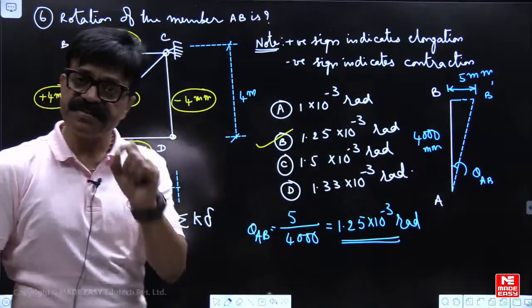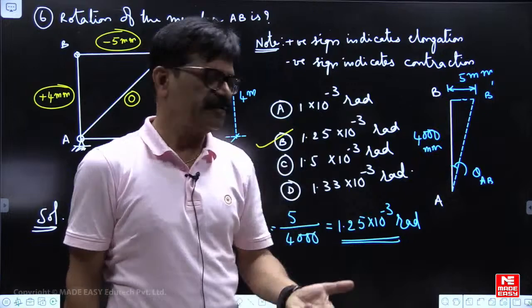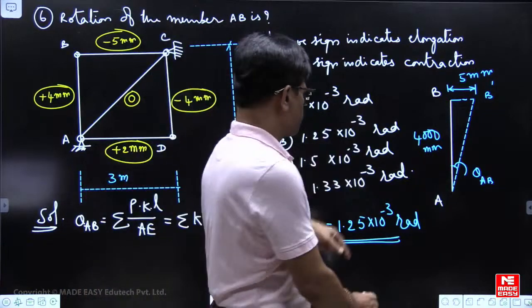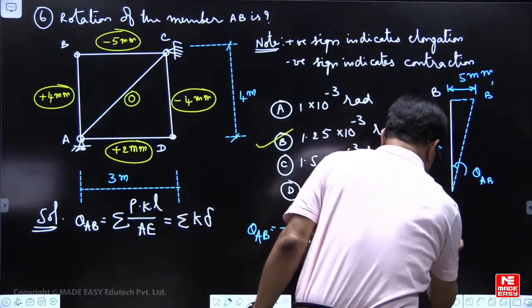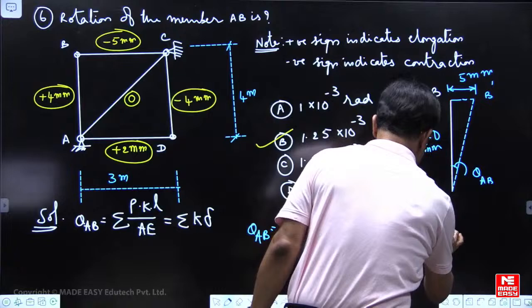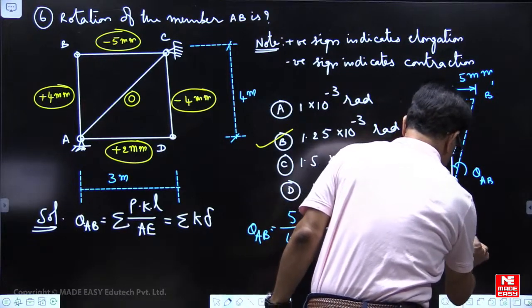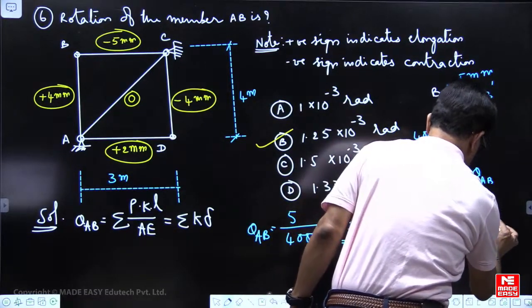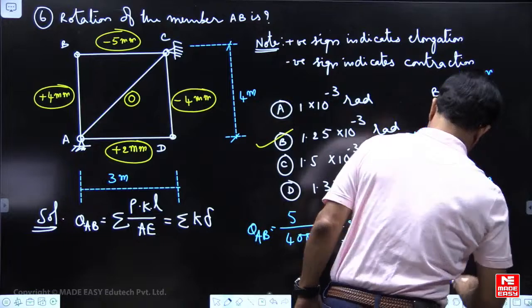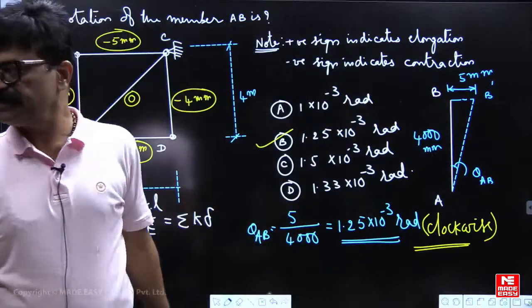If they ask specifically, they can ask slightly extra also: 1.25 10 to the power of minus 3 radians clockwise. That also they can ask.